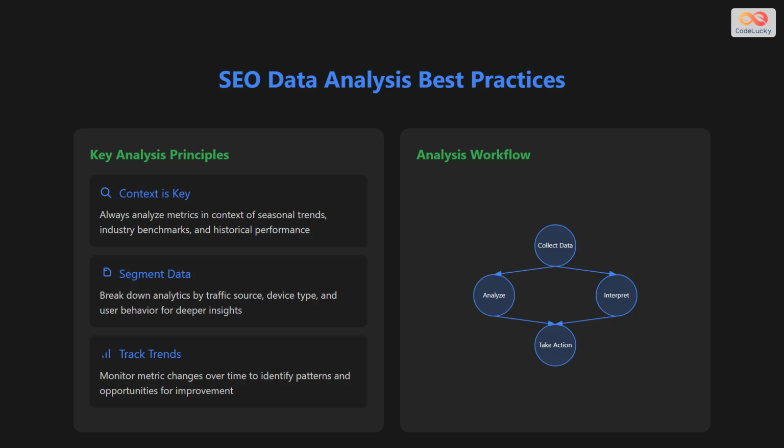Here is a process flow diagram. It starts by collecting data. Then data is analyzed, interpreted, and then finally actions are taken. This iterative approach ensures you are making the best decisions for your SEO strategy.